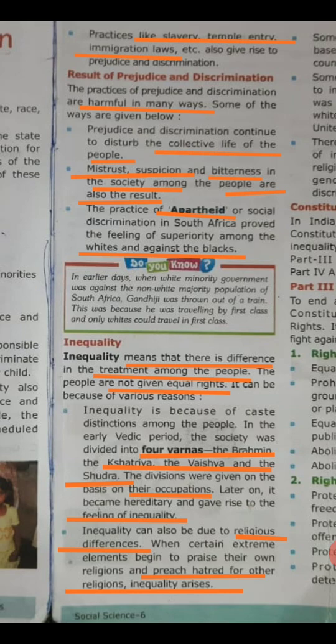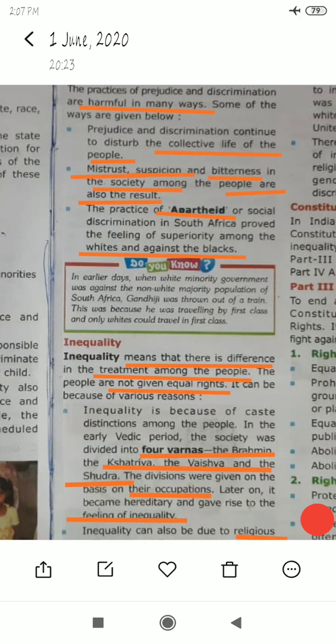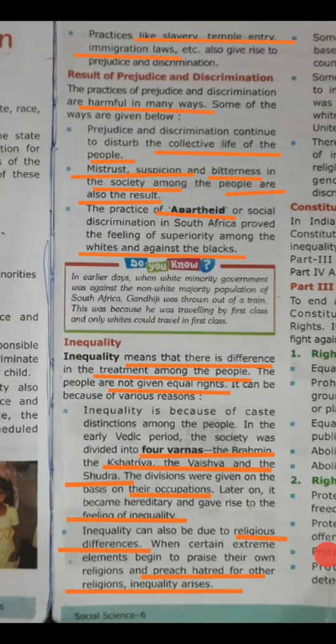The practice of apartheid or social discrimination in South Africa proved the feeling of superiority among the whites against the blacks. Apartheid or social discrimination. This is the movement that started in South Africa, where the blacks were discriminated. By whom? By the whites.